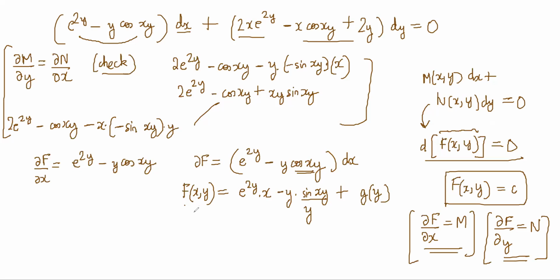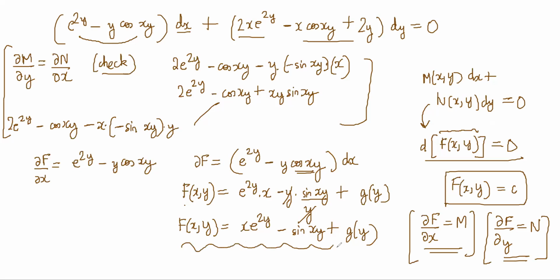And it's a two variable function. So I'm getting f of xy is coming out to be x e power 2y minus sine xy plus g of y, right? Now this is not sufficient because g of y I don't know, right? So far there is nothing very weird that we have done, right? Obvious steps.